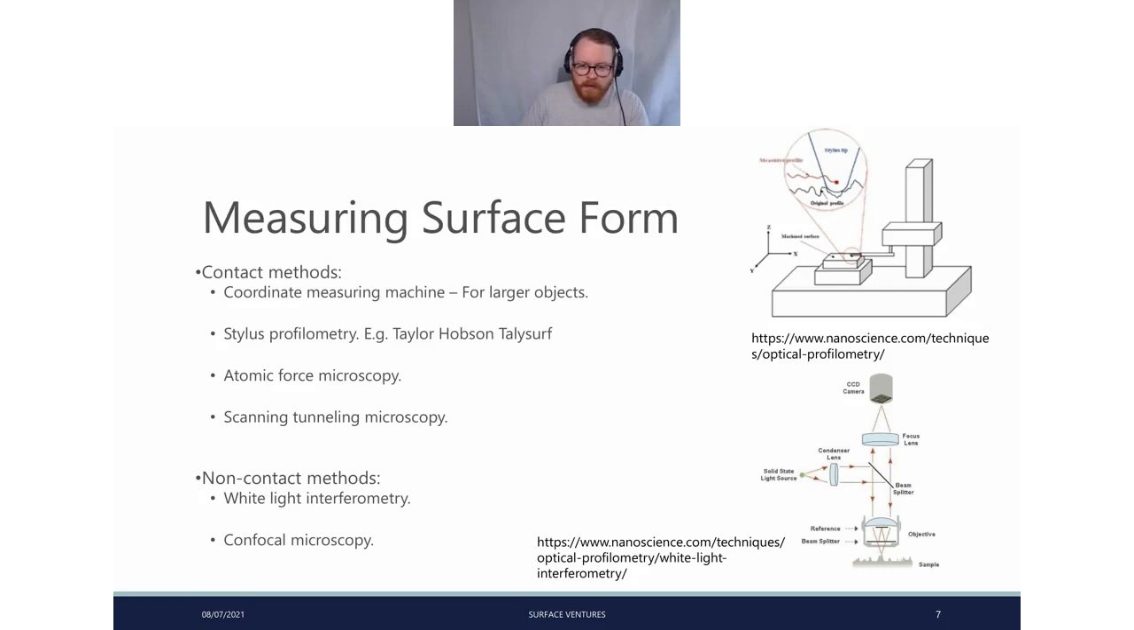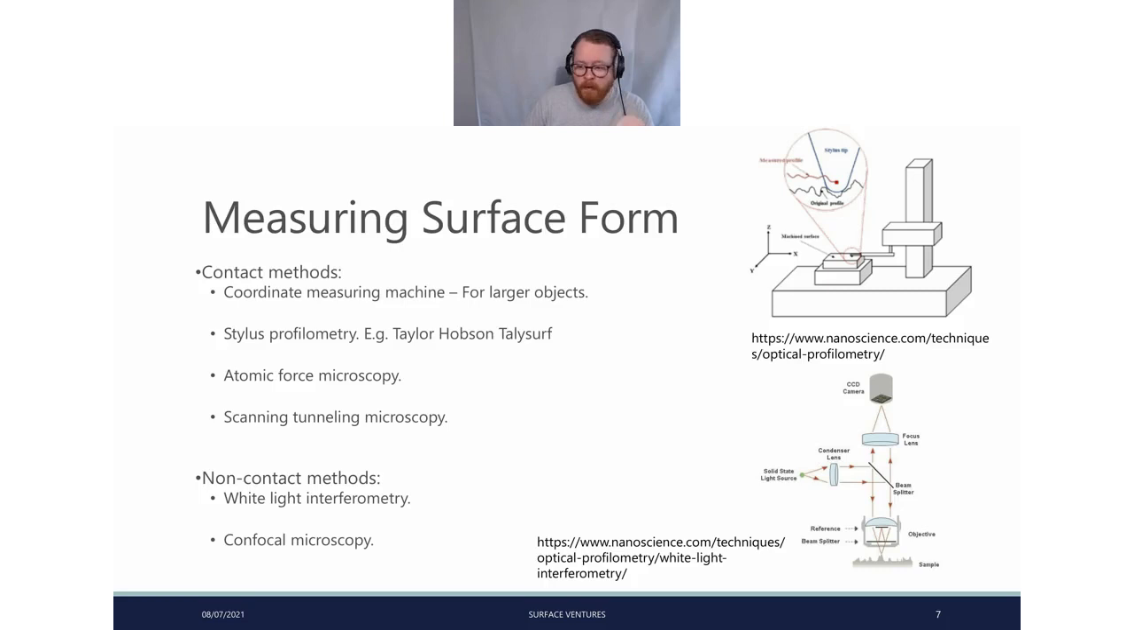So for measurement of surface form itself, we can have contact and non-contact methods. For very large objects, you have things like coordinate measurement machines, stylus profilometry, such as the TallySurf, smaller stylus profilometers, like atomic force microscopy, or getting even smaller than that, scanning tunneling microscopy, if you want to be able to image individual atoms. And then non-contact methods such as white light and confocal microscopy. I'll detail the function of the way that these work a little bit later.